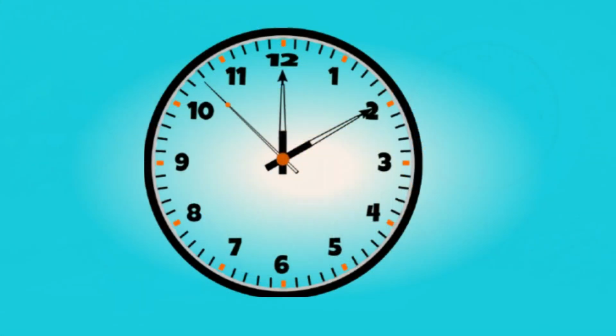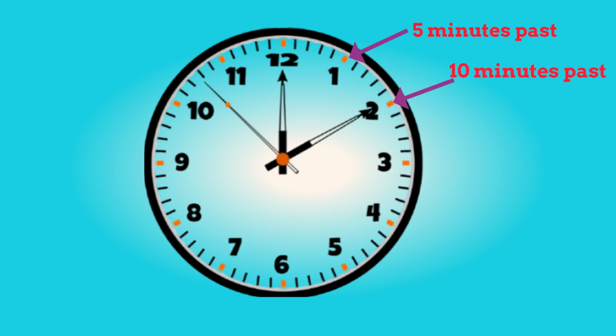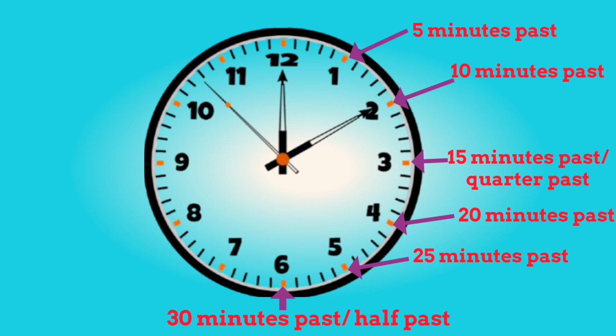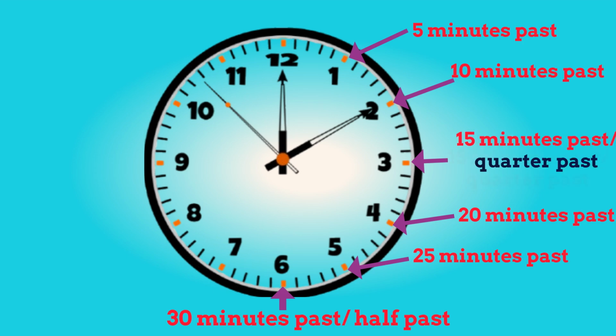So when we are dealing with the analog time, we have to understand that the 1 actually represents 5 minutes past. The 2 is 10 minutes past. The 3 is 15 minutes past. The 4 is 20 minutes past. The 5 is 25 minutes past. And the 6 is 30 minutes past. Or we can say half past instead of 30 minutes past. It is half of a circle. The 3 can also be called quarter past because it represents a quarter of a circle.